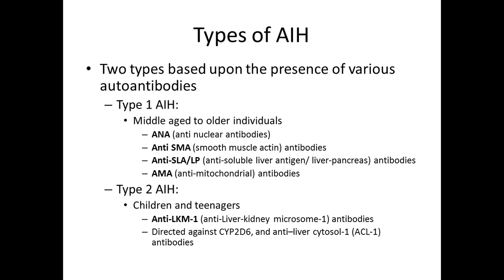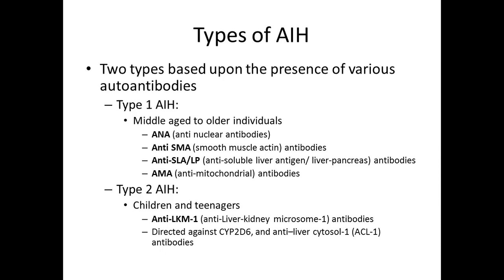In type 1 autoimmune hepatitis, which basically affects middle-aged to older individuals, we have those antibodies which are present in other systemic autoimmune diseases as well, like anti-nuclear antibodies. If you recall, these ANAs are usually positive in systemic autoimmune disease. The prototype is systemic lupus erythematosus and other autoimmune diseases as well.